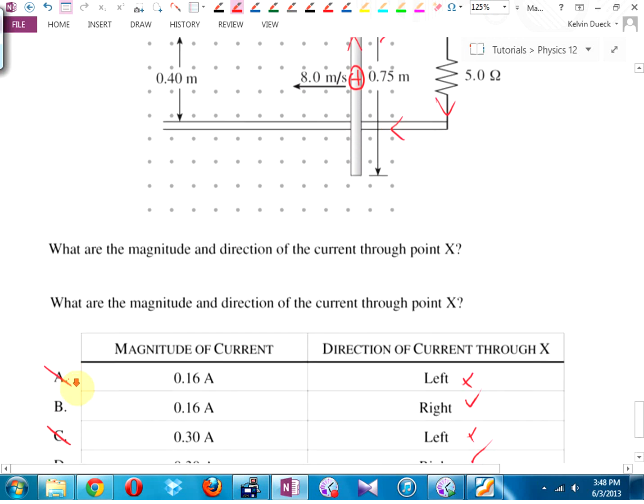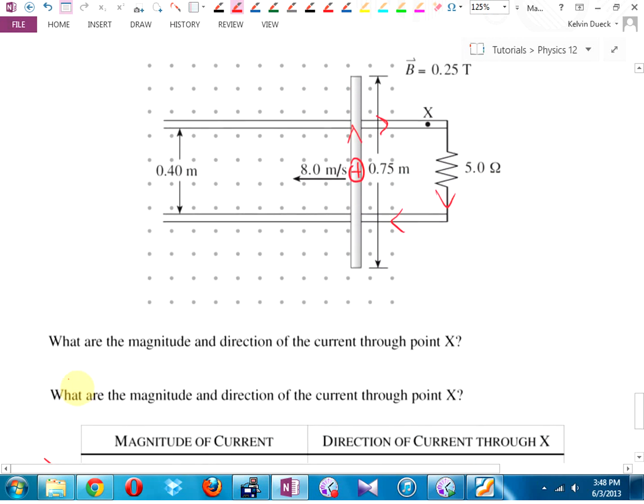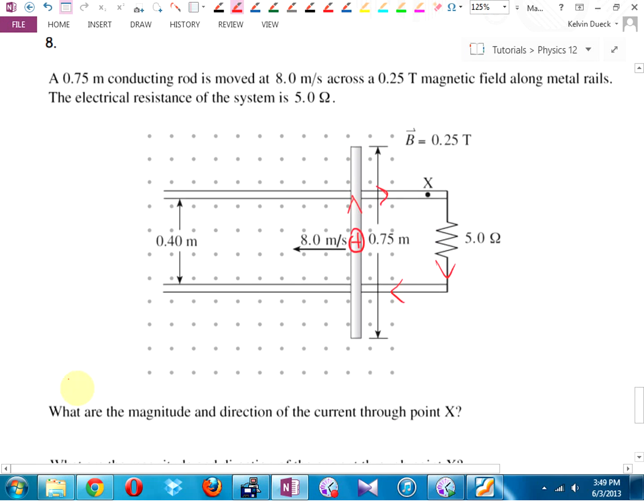Now, apparently I copied the question twice. The question's so nice, I asked it twice. We want the magnitude. As soon as I think current and magnitude, I'm usually heading towards current equals V over R. My fallback is Ohm's law, especially because I see an R, 5 ohms. I don't yet have a voltage.